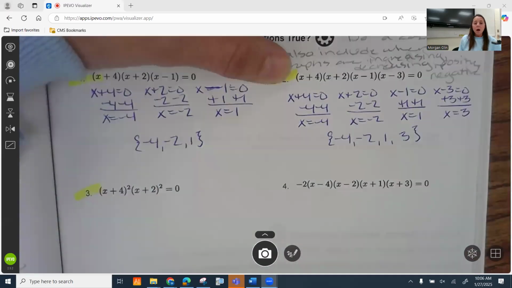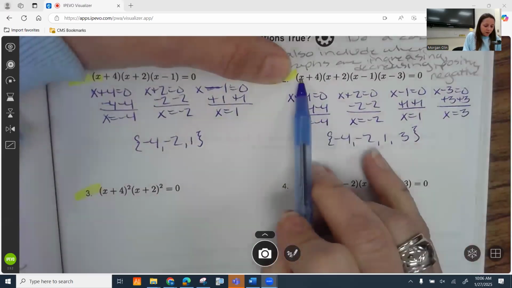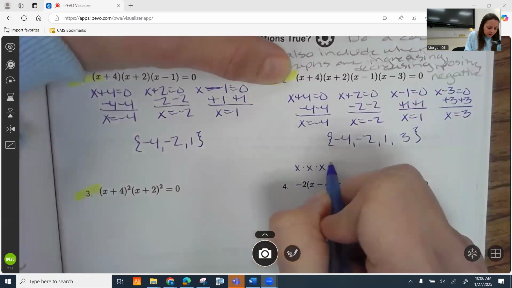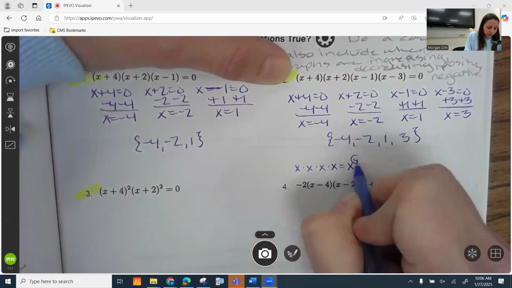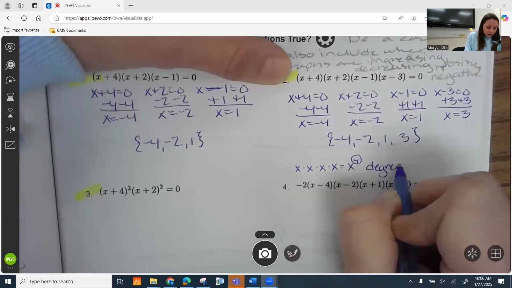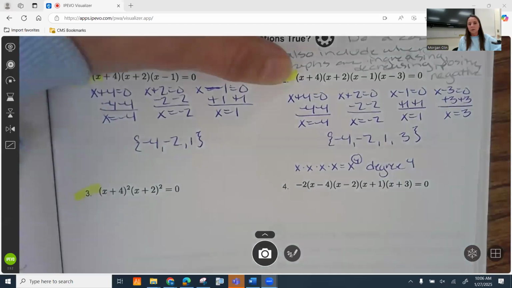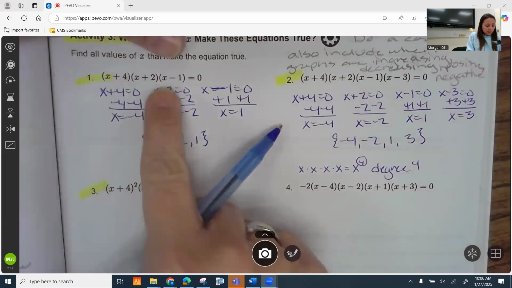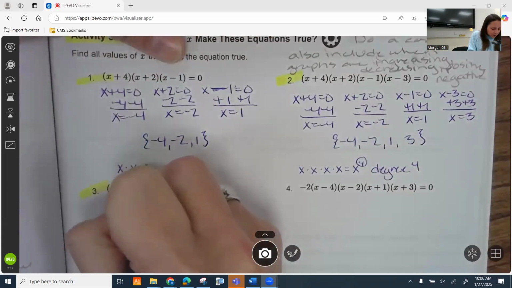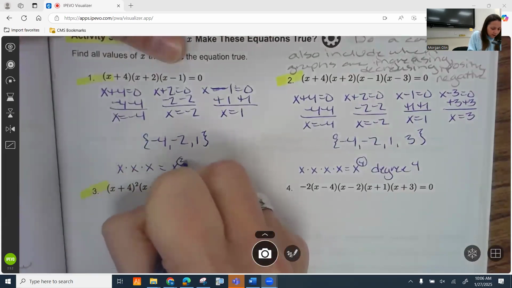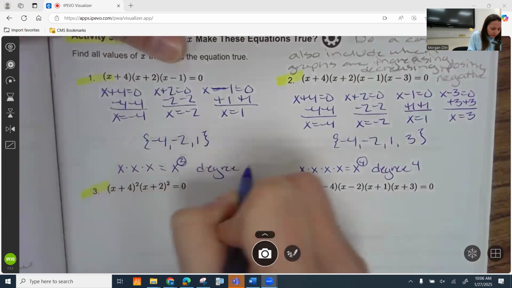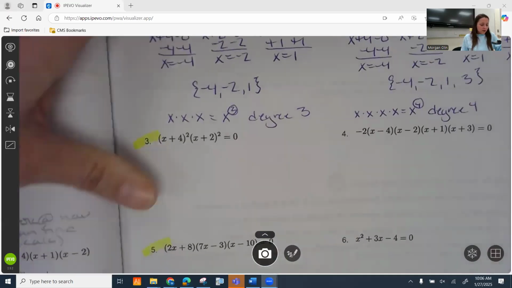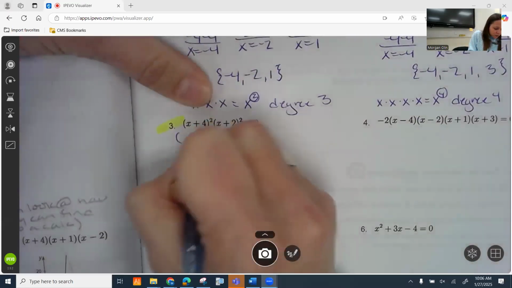Now, one thing I want to talk about here is when I look here, I see that there are 4 x's, so x times x times x times x. This would be x to the 4th. This is actually degree 4 on this one. If I go back to number 1, do you see how x times x times x? x, x, x. So this one is degree 3.